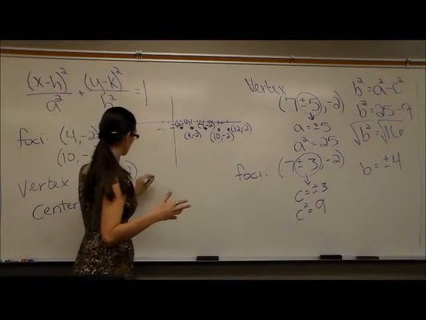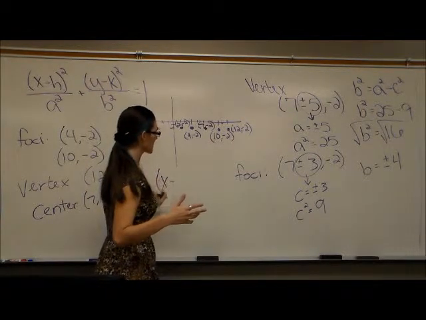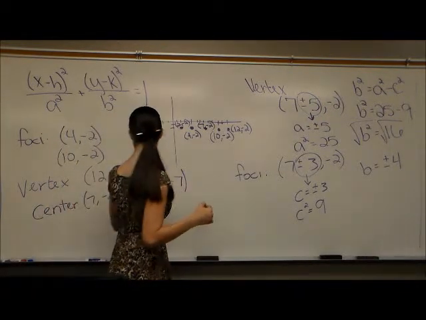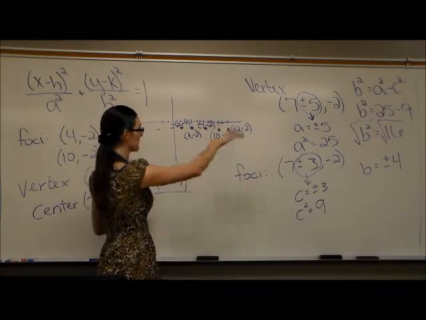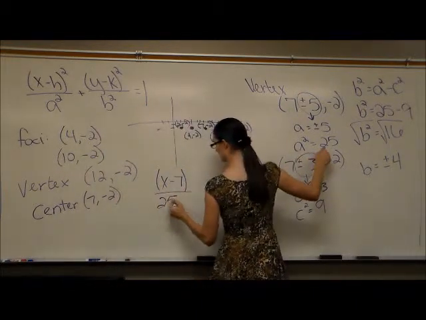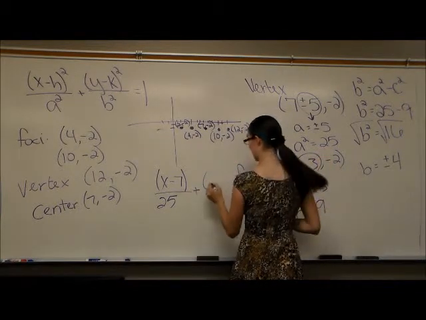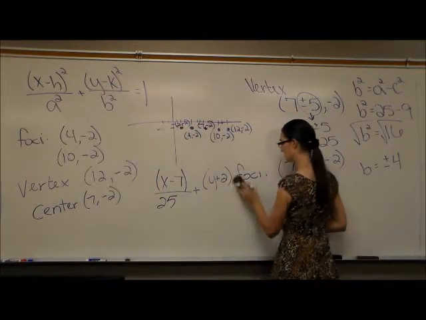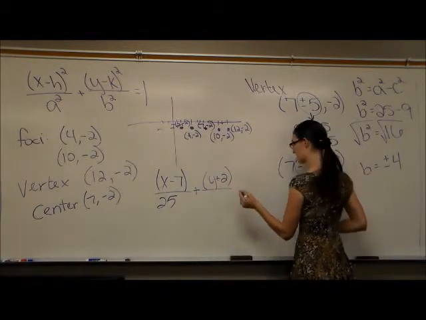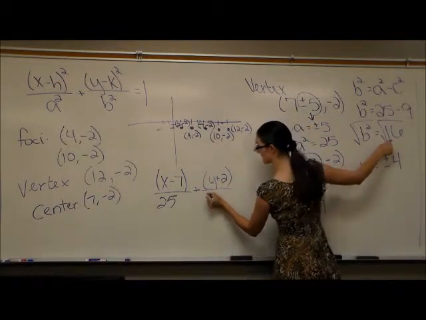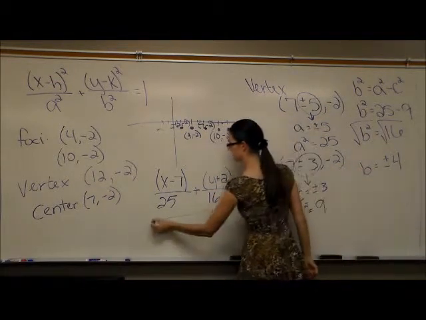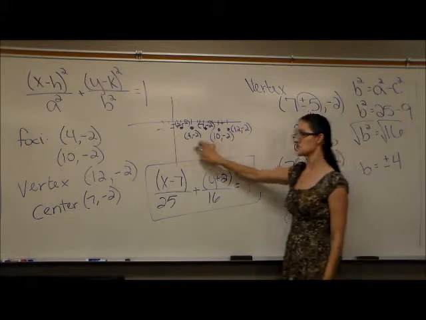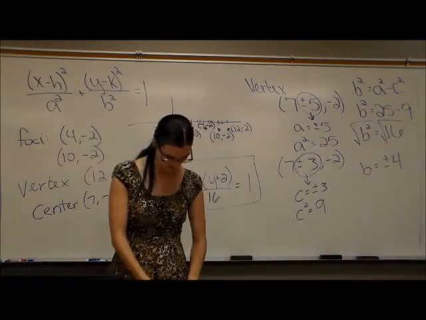We need x minus h, that's going to be your center. X minus 7 over a squared, 25, plus y minus k, the opposite of your y value, so that'd be y plus 2, over b squared, which you just found out to be 16, equals 1. And that is your equation. The graph just helps you kind of keep track of what's actually going on.